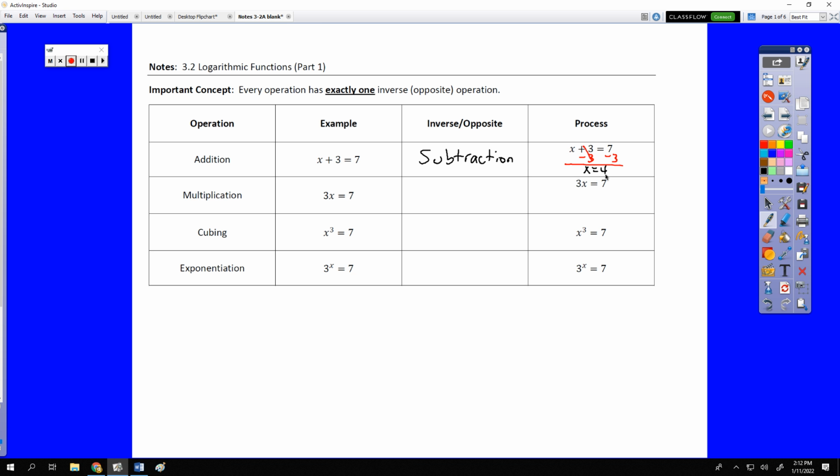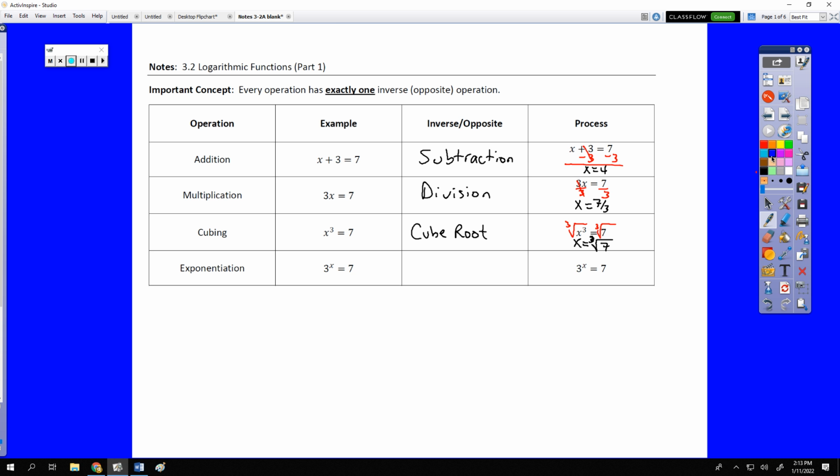Same thing goes for multiplication. Its inverse, you should already know, is division. So for example, if we wanted to solve the equation 3x equals 7, we would divide each side by 3, and that would give us our answer, x equals 7/3. More recently, we have learned that the opposite of an exponent is a root. So for instance, if I wanted to undo cubing, I would use a cube root, meaning I would take the cube root of each side, which would give me my solution, x equals the cube root of 7.